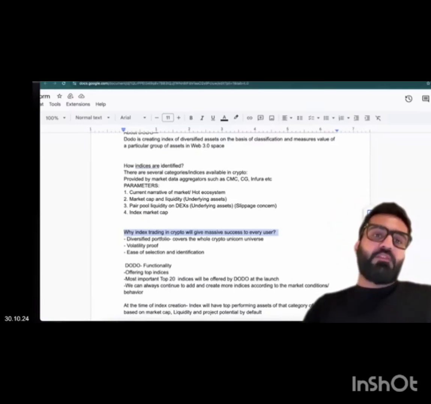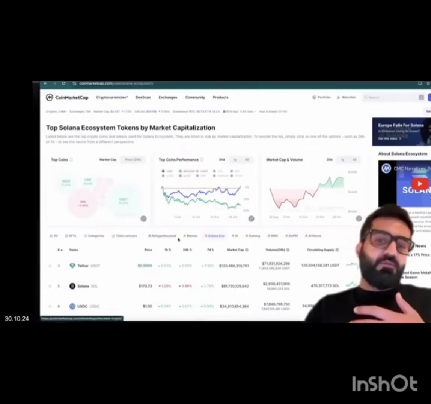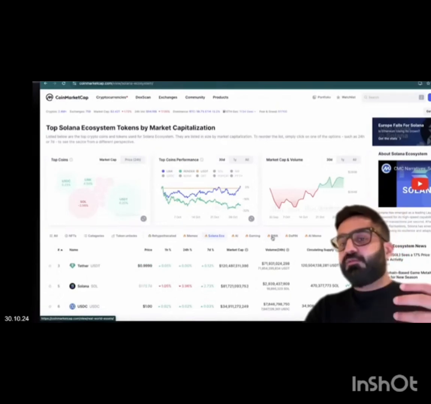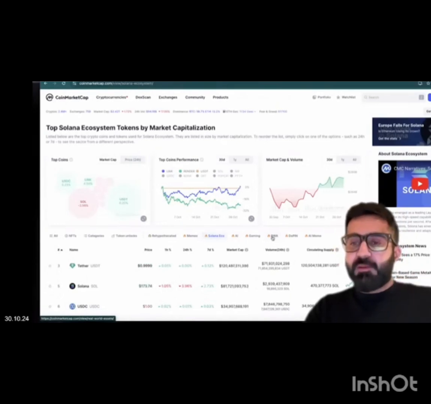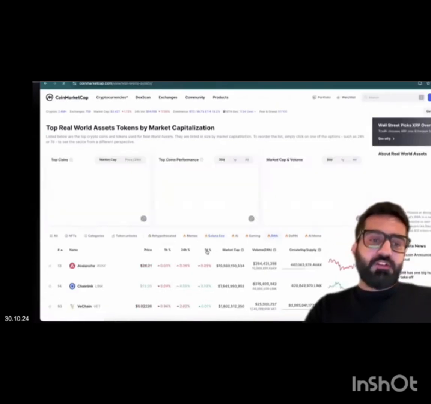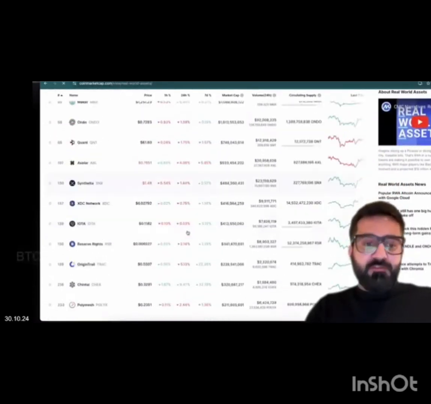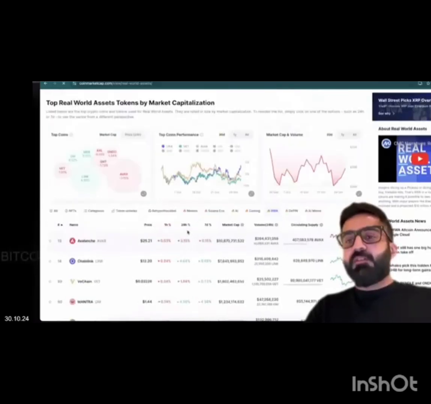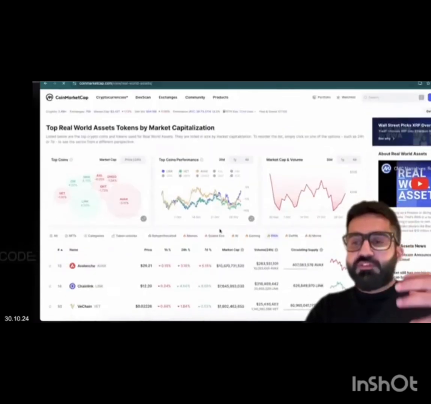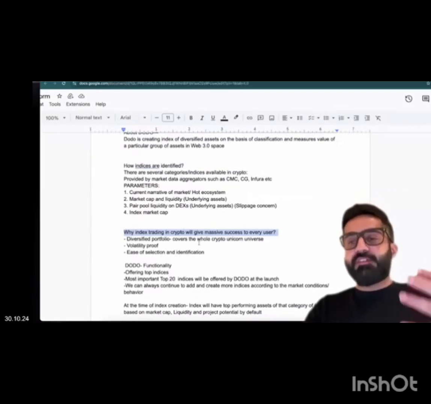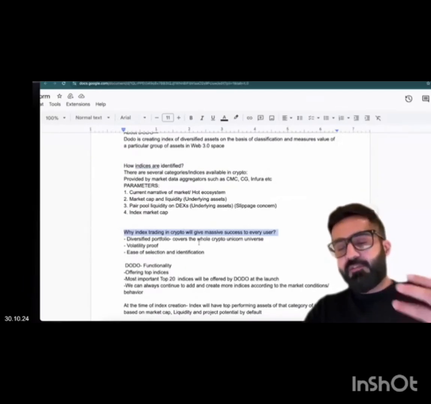So let's say you are an enthusiast, you want to follow the current market trend, you want to grab some assets and keep them with you in the bull run. So you go and check top real world assets. When you check, you will find so many tokens, and then you have no idea where to buy them. You have to check one by one all of them, but with Dodo, one click and done. This is the ease of selection and identification that we offer as a product.